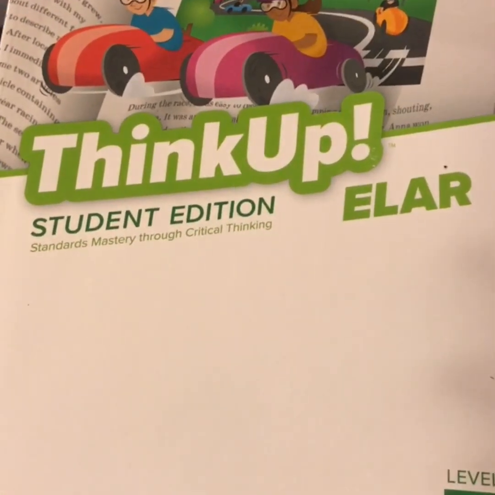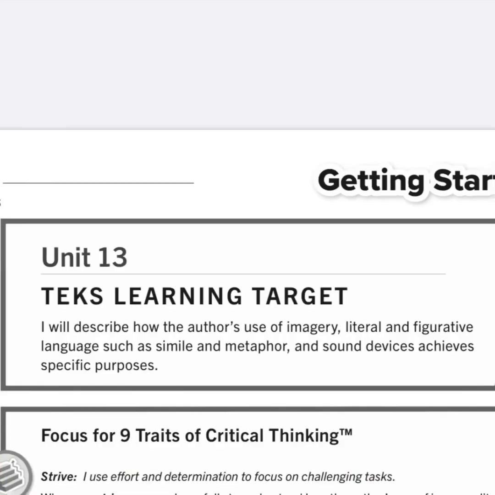Just a reminder, this is what it looks like. The skill that we're going to focus on in this lesson is being able to describe how the author's use of imagery, literal and figurative language, such as simile and metaphor and sound devices, achieves specific purposes. You can go ahead and open up your book to 214.